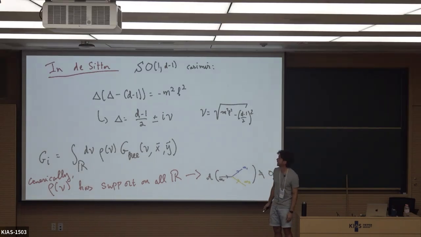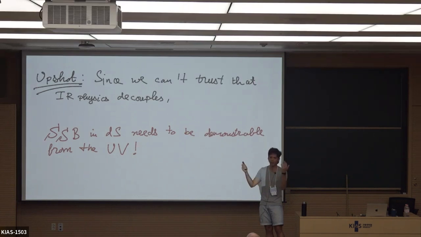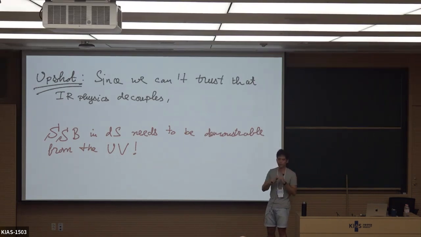Okay. So that's the argument. The upshot is that we can't really trust that IR physics decouples. So if we're going to show that spontaneous symmetry breaking happens in de Sitter, we have to do it from the full UV theory without making any simplifying assumptions that we can integrate out states and work in the IR phase of the theory. Okay? We have to work in a full UV theory and come to the same conclusion. Okay? Is everybody in agreement?